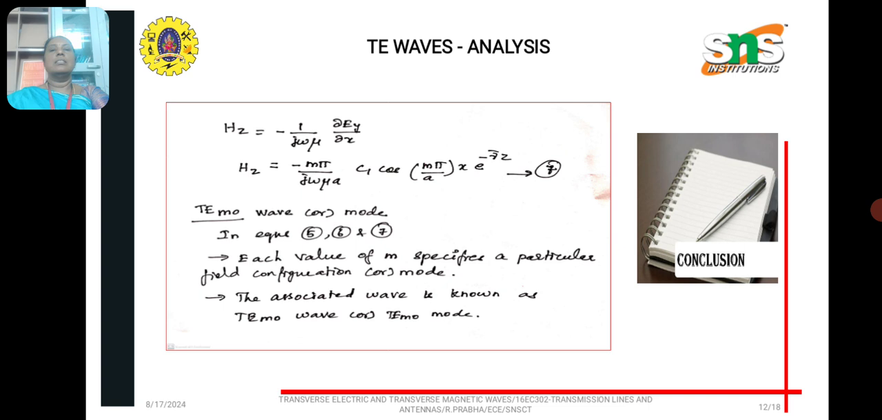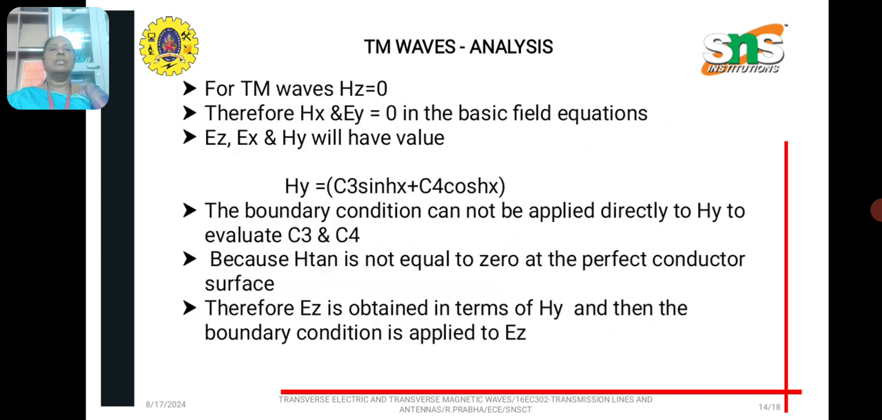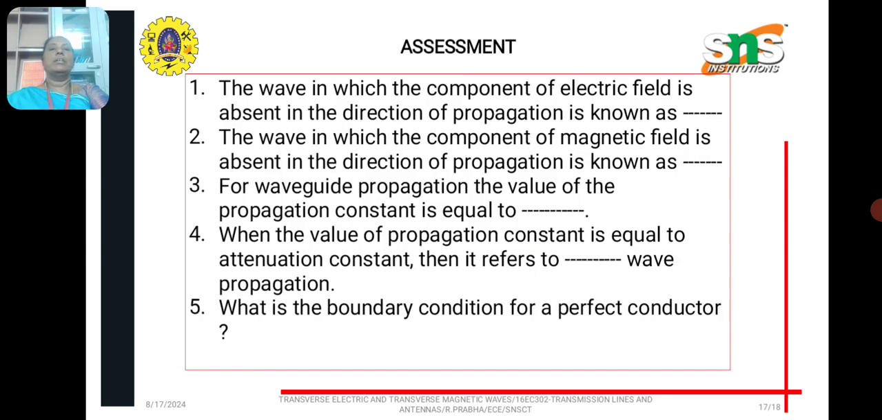Here the mode is the TEm0 mode, because for each value of m there is a particular field configuration. The associated wave is known as the TEm0 wave or TEm0 mode, and Hz is obtained in a similar way. For TM waves, Hz equal to 0 we have to put, and Hx and Ey are 0. In the basic field equations we have the Ez, Hx and Hy values. The boundary conditions are applied and the final answers are obtained.